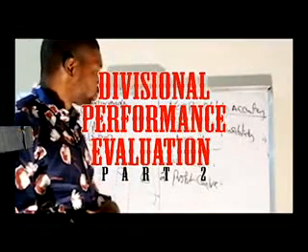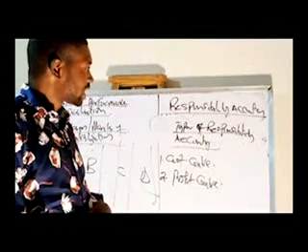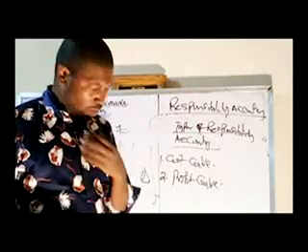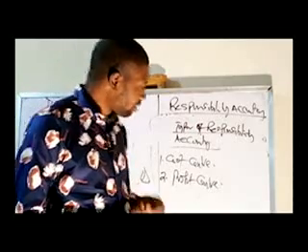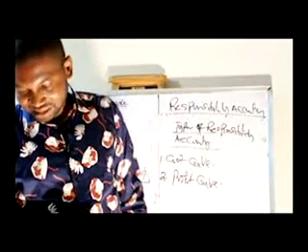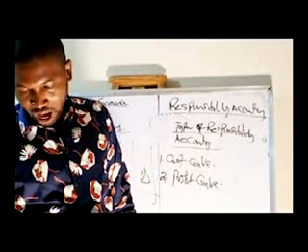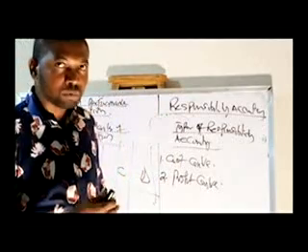Okay, so we want to look at now the second aspect of this, or types of responsibility accounting. Now we want to look at what they call the profit center. Now, of course, you know a profit center is a segment of the business entity by which both revenue and expenditure are controlled.